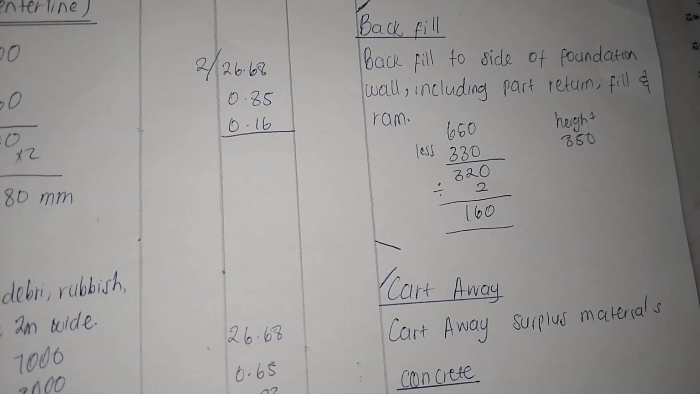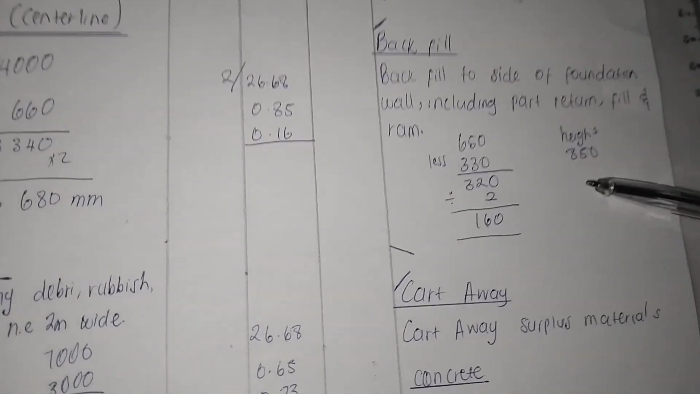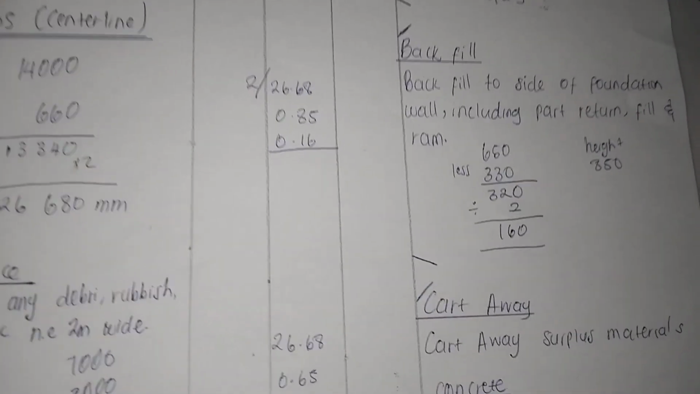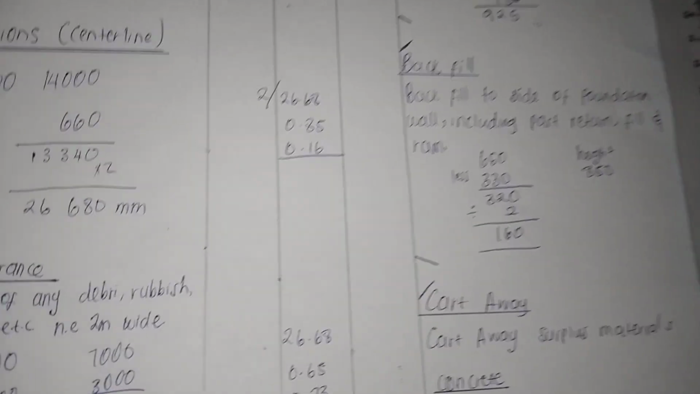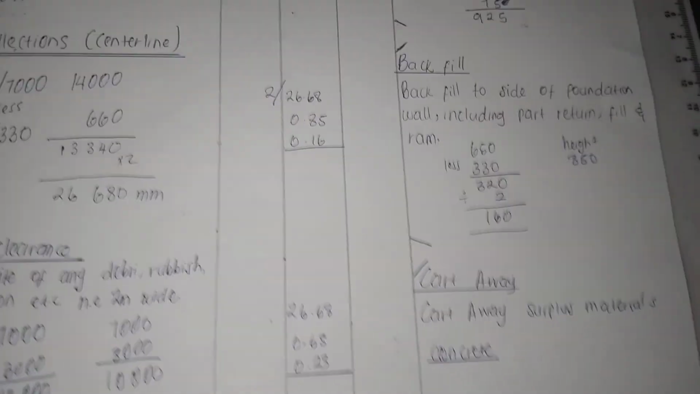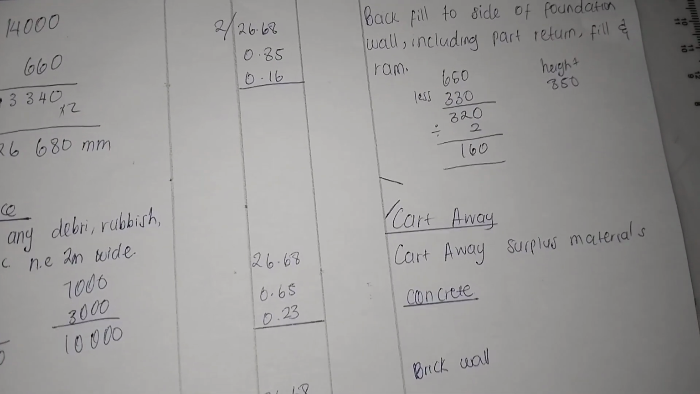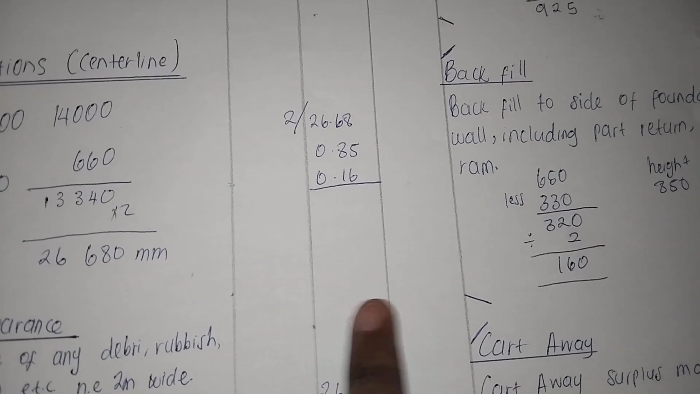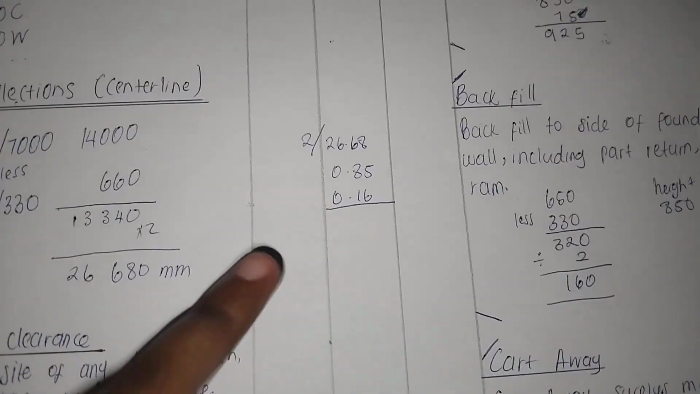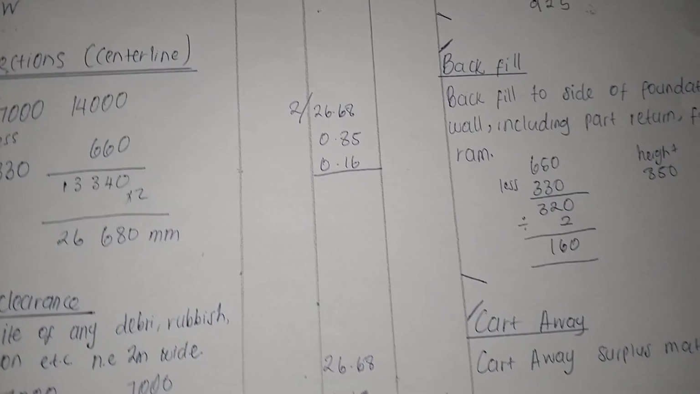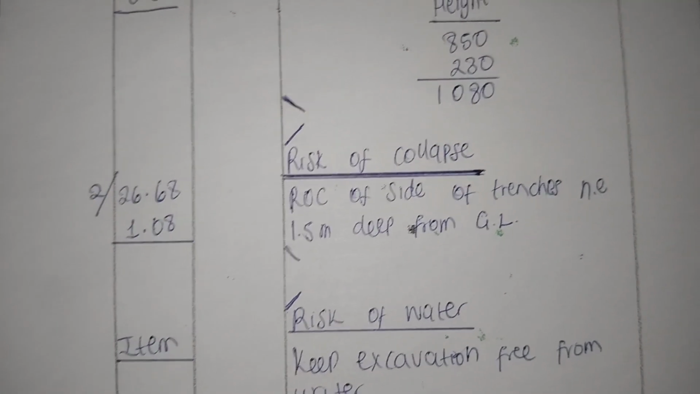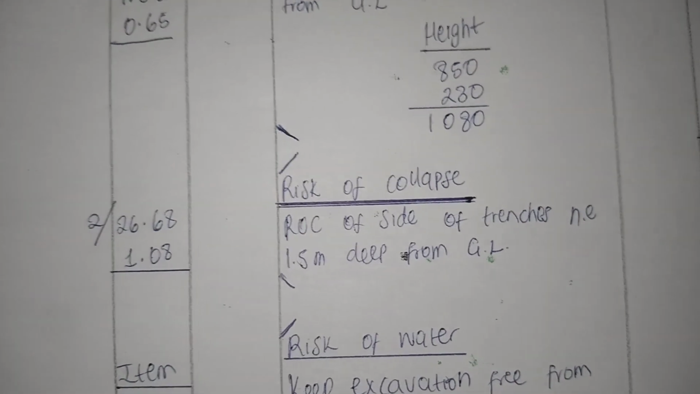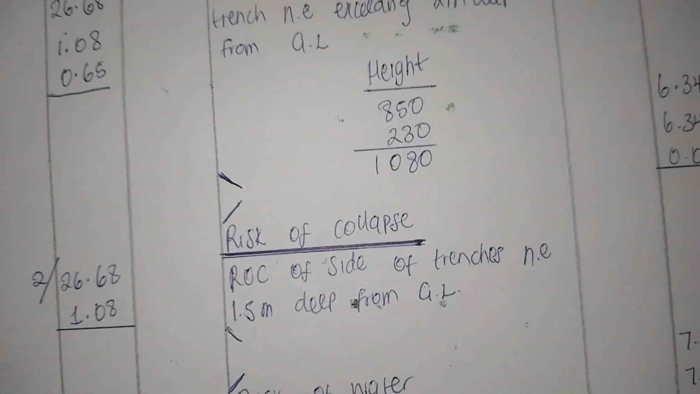And then we also need our height and our center line. Like I had said, backfill, we need the center line. So I think I had forgotten to mention, you multiply it by 2. This is the dimension column, this is the dimension column, and then this is the squaring column. You multiply it by 2 because we are dealing with 2 sides. Same applies to the risk of collapse. You multiply it by 2 because we're calculating for 2 sides. Is that clear?